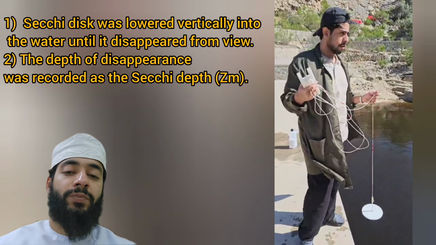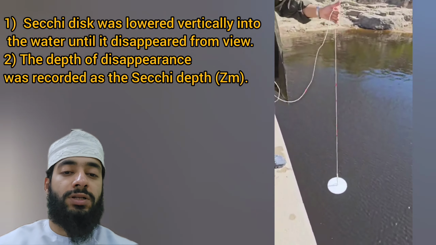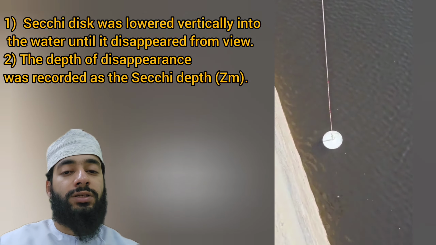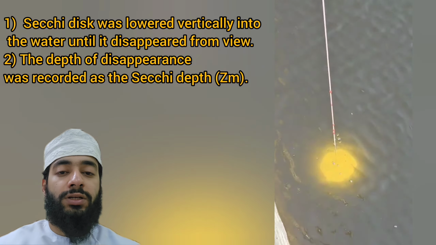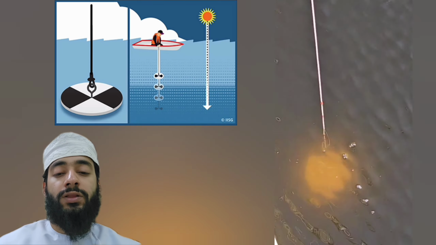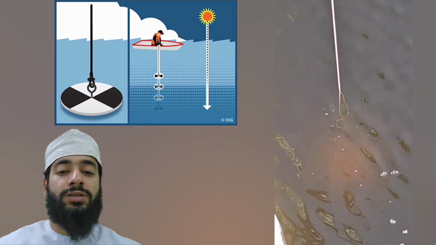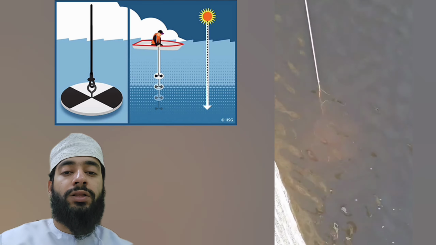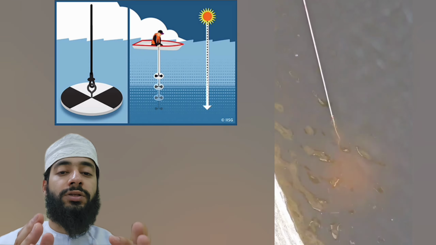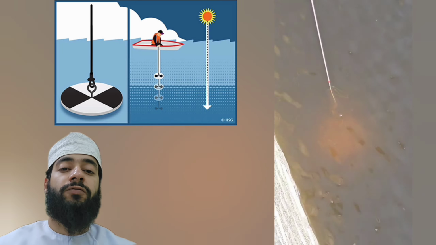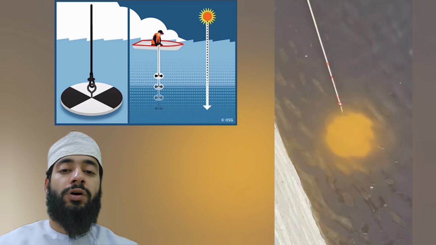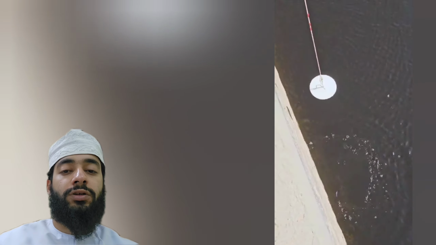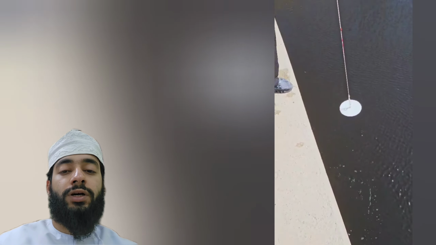Later, we used the Secchi disc. The Secchi disc was lowered vertically into the water until it disappeared from view. The Secchi disc is for water transparency measurement. The depth of disappearance was recorded as the Secchi depth, Zm. The measurement was repeated 3 times at different points along the reservoir wall to obtain an average value, and also to be accurate for the turbidity of the reservoir.